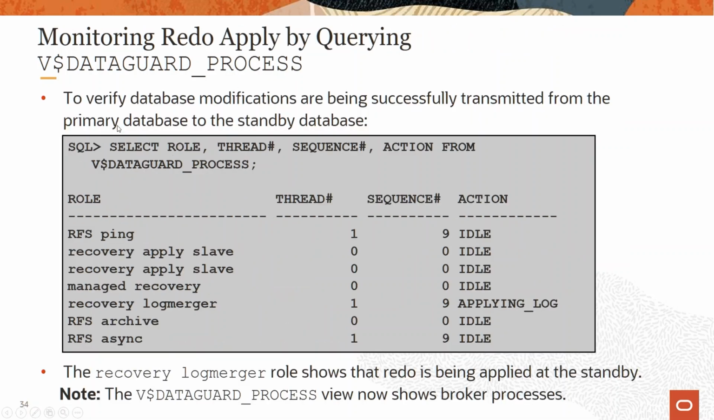Okay, so what's the next page? We also have Data Guard process information. It is to verify database modifications are being successfully transmitted from the primary database to the standby database. So it will give you the managed recovery status and also the recovery log miner status. Recovery log miner role shows the redo is being applied at the standby database. So you can see whether the process is working and active in the physical standby database.